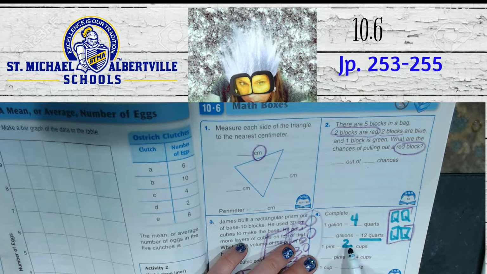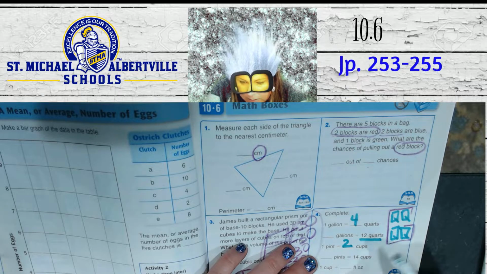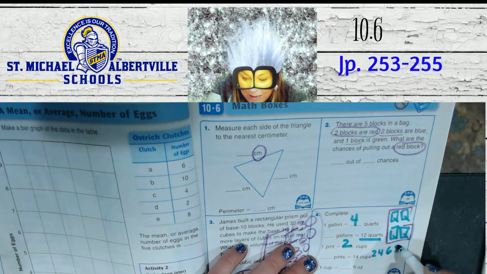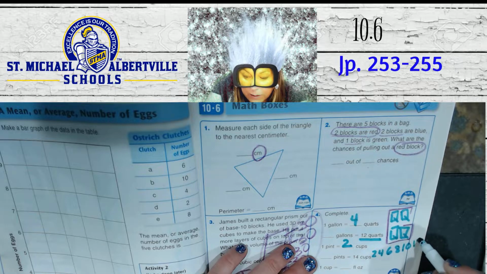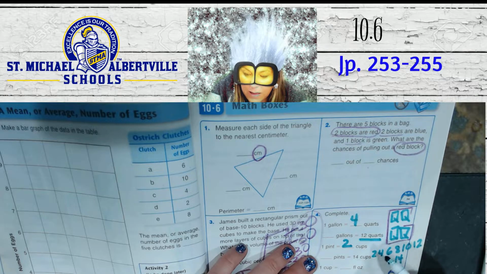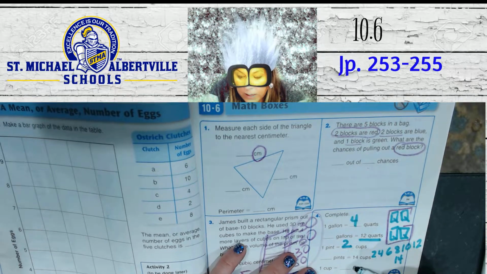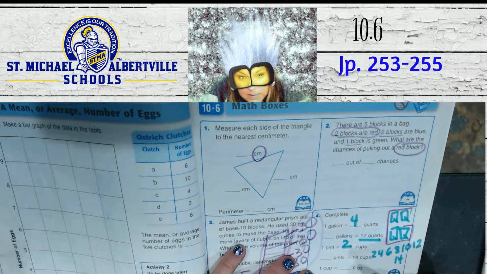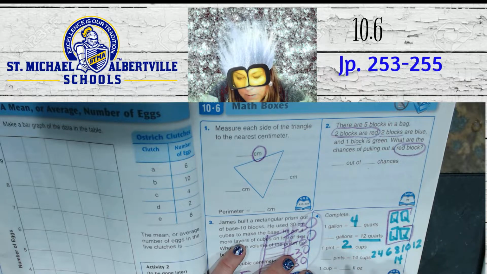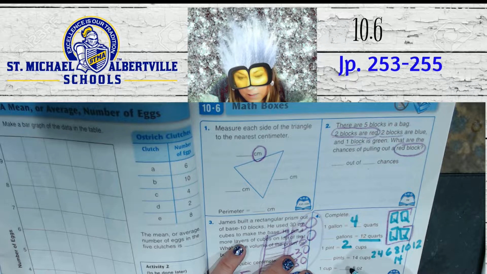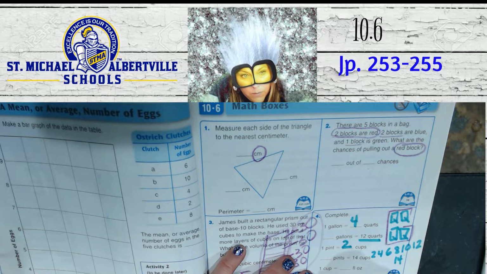How many times do you have to count by 2s to get to 14? 2, 4, 6, 8, 10, 12, 14. How many times did you have to count? That would be your answer. 1 cup, how many fluid ounces? You're going to find that in the back. And then you're going to do the same thing here. How many times do you have to count by that number to see how many cups there are?